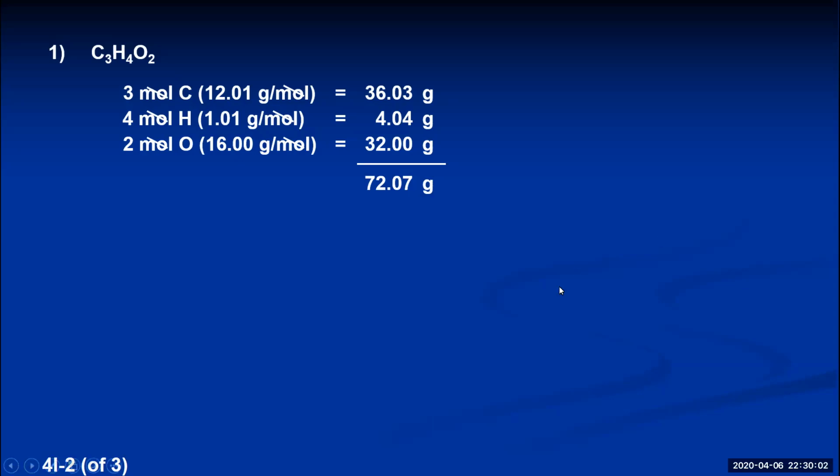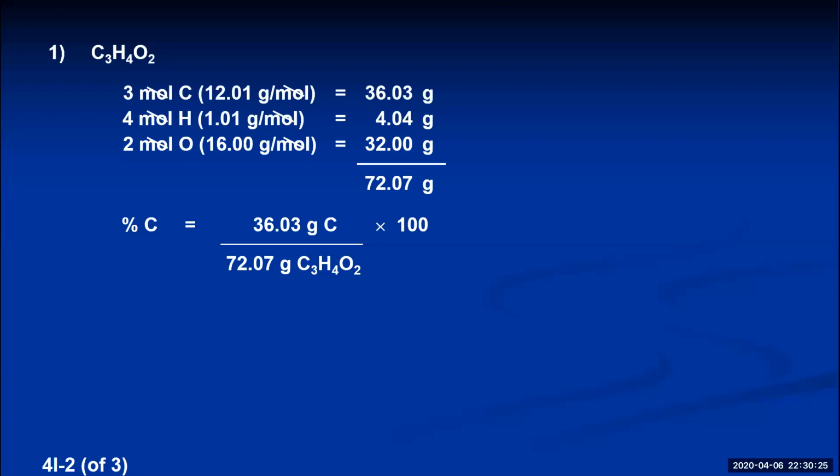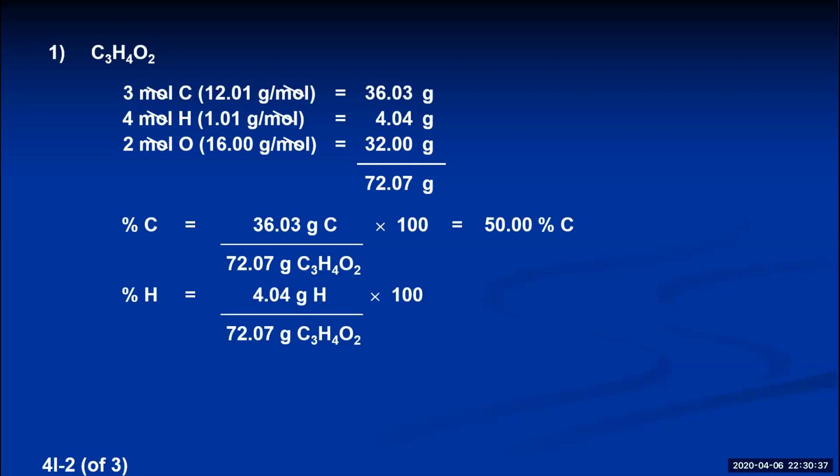To calculate the percentages by mass theoretically for this compound, the fractions are set up in this calculation. 36 out of the 72 grams is the fraction that's carbon. 4 out of 72 is the fraction that's hydrogen. 32 out of 72 is the fraction that's oxygen. So the actual calculation for carbon would be 36.03 grams divided by 72.07 grams multiplied by 100, for a significant figure value of 50.00%. For the hydrogen, it's 4.04 grams out of the 72.07 grams multiplied by 100. This will be a 3 significant figure number, 5.61%.